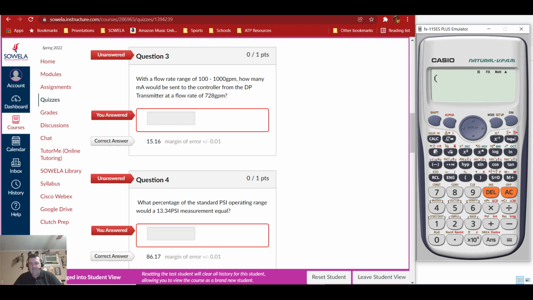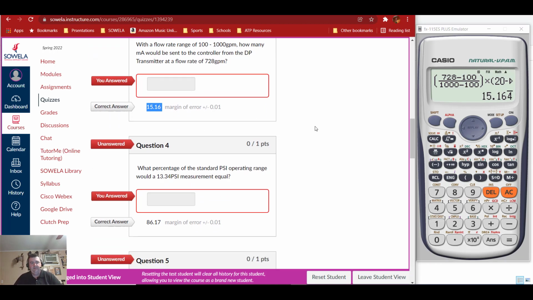Number 3, with the flow rate range of 100 to 1,000, we have a flow of 728. How many milliamps? Open, over, under. 728 minus 100 over 1,000 minus 100. We're going to close our parentheses times open. Still looking for milliamps. 20 minus 4 plus 4. S to D button. 15.16 milliamps.